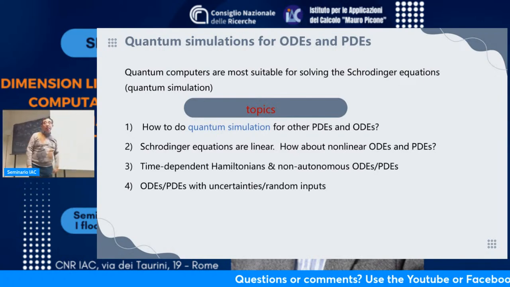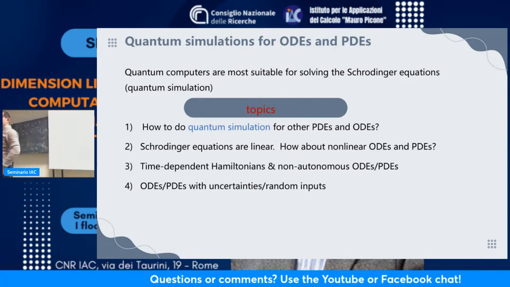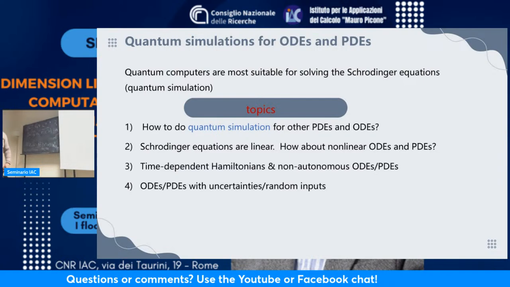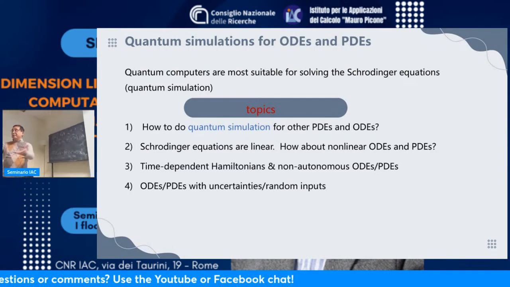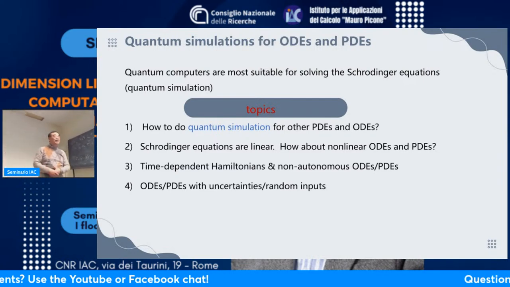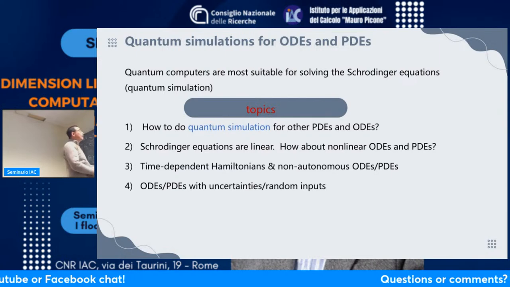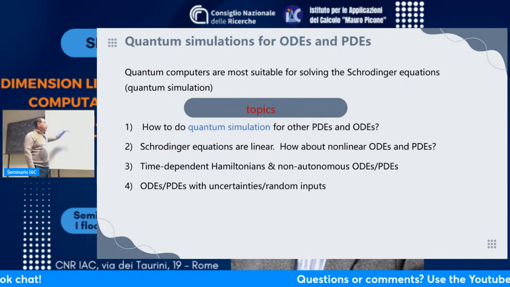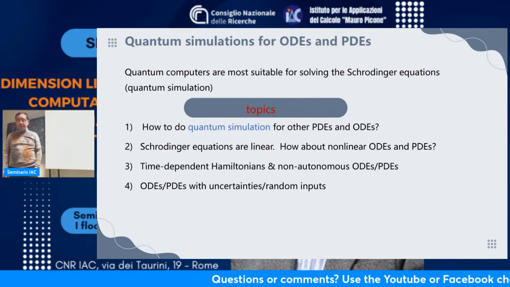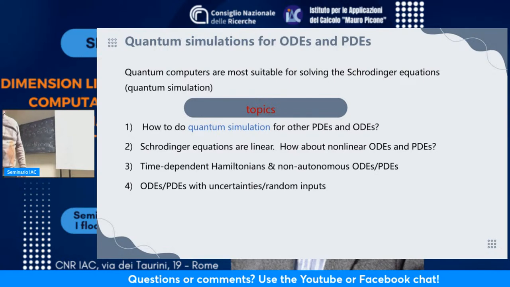And the last problem is that the Schrodinger equation actually is linear. It's a linear PDE. So how about nonlinear PDEs and ODEs? There are a lot of experts here in nonlinear PDEs and ODEs. And then also time-dependent coefficients, with uncertainty and so on. So those are what we are interested in.